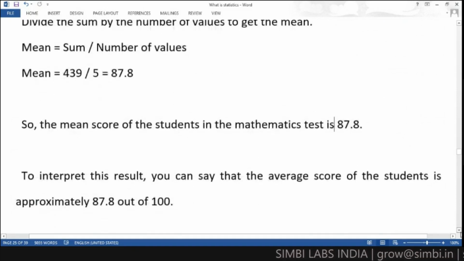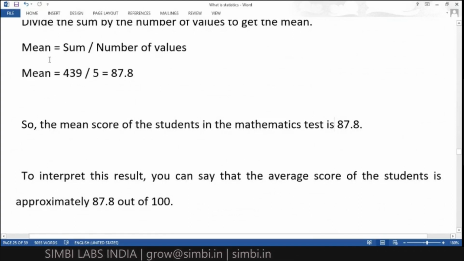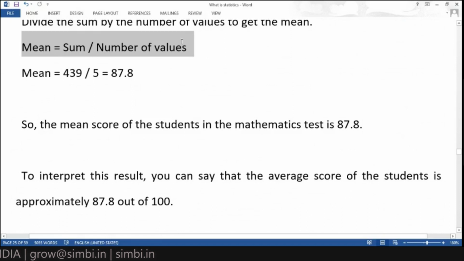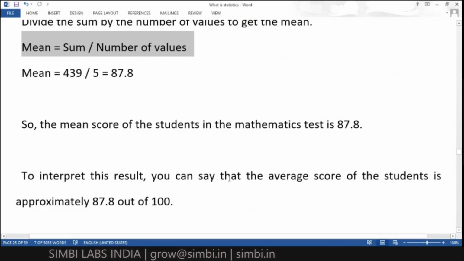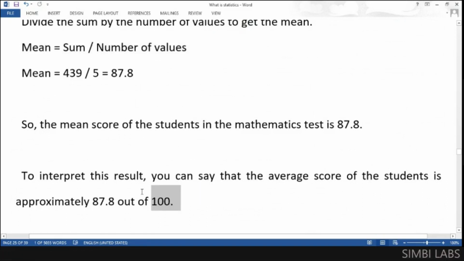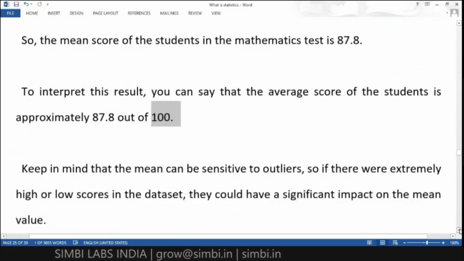What is the mean of the scores of students in the mathematics subject? We use the formula of mean: mean equals the total sum of the values divided by the number of values. To interpret this result, you can say that the average score of the students is approximately 87.8 out of 100. The marks for each student are out of 100 only, so we got the approximate result of 87.8.